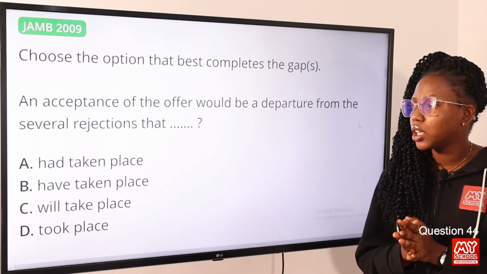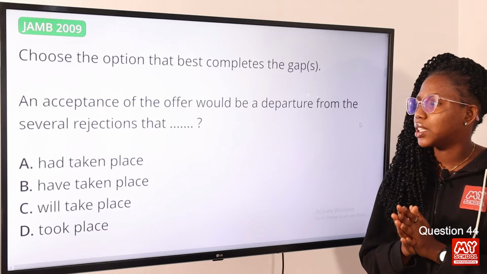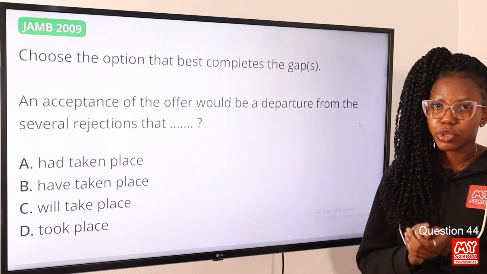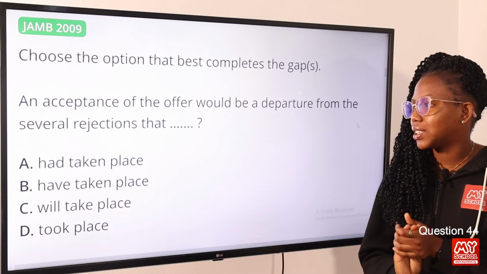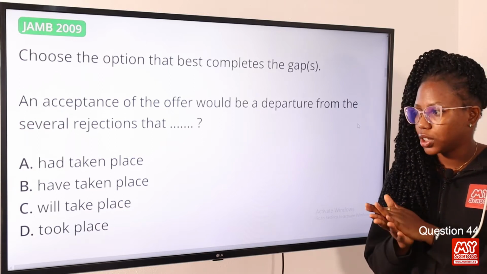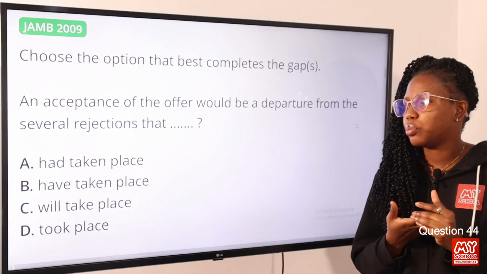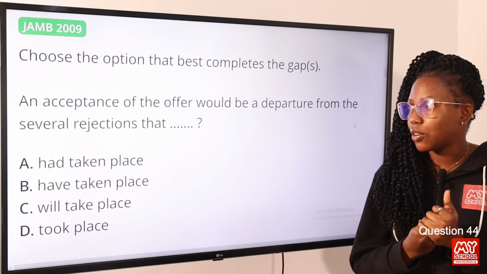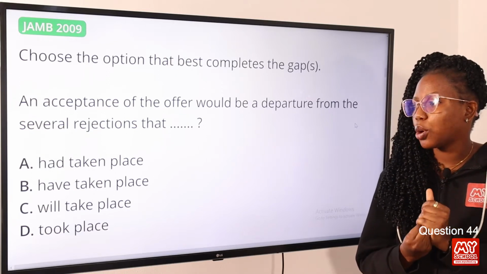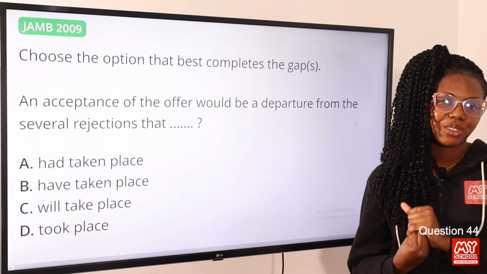Now, if you observe the question, you see an acceptance of the offer would be. So we have the past tense there, and it should be retained all through the sentence. So we have had taken place, which is the best answer or the most appropriate in this context. So option A is the correct answer to this question.